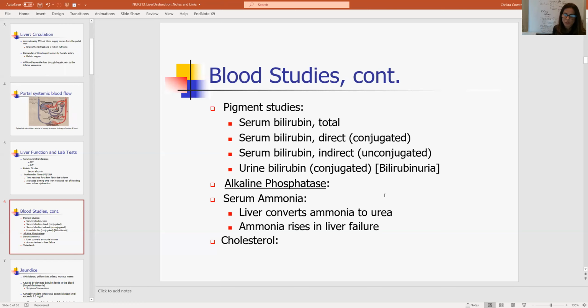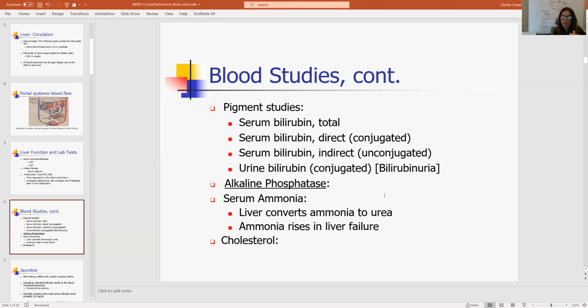So we will need to measure our bilirubin. Our total bilirubin is a combination of our direct bilirubin and our indirect bilirubin. Our direct bilirubin is also known as our conjugated bilirubin, and our indirect bilirubin is also known as our unconjugated bilirubin. So direct plus indirect equals our total. That's how that works. It's just simple math. When you get your labs back, you'll get a total bilirubin, and that will be a combination of both your direct and your indirect.